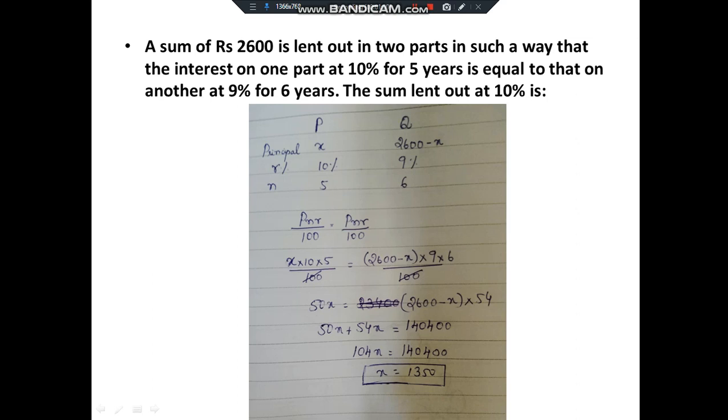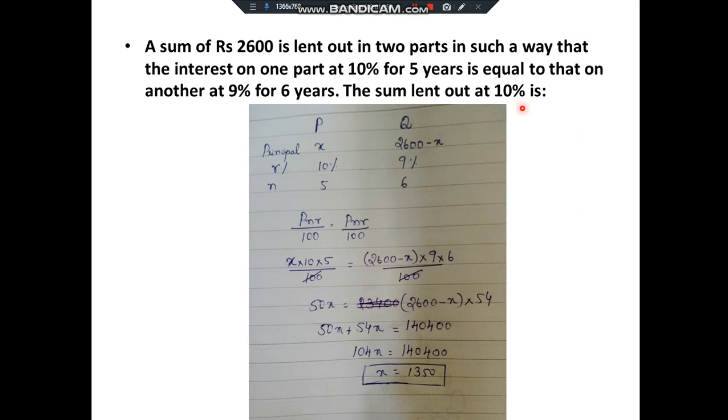A sum of rupees 2600 is lent out in 2 parts in such a way that the interest on one part at 10% for 5 years is equal to that on another at 9% for 6 years. The sum lent out at 10% is? So they have given a total principal of 2600 and it is given in 2 parts. One part is at 10% for 5 years and another part is at 9% for 6 years. And they are asking us to find how much principal is lent out for the first part. Okay, that is the question.